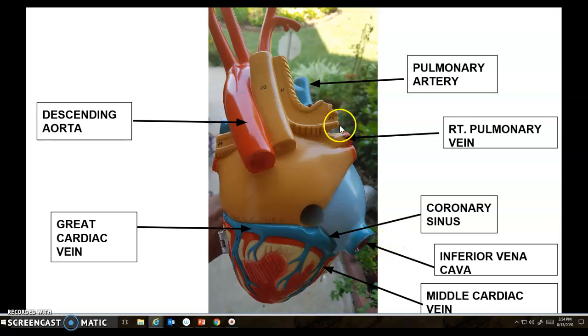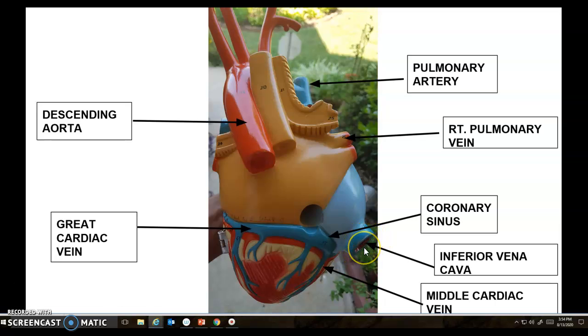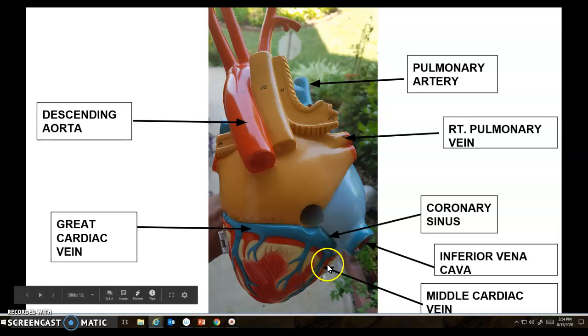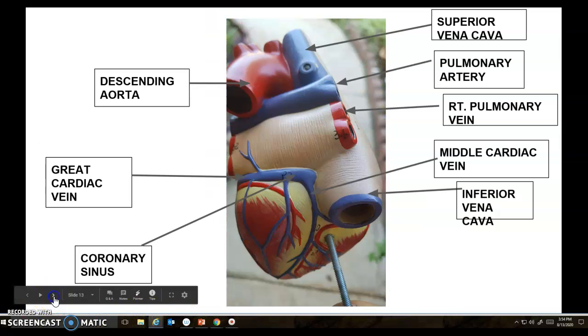Here, remember we talked about the superior vena cava, which I cannot see in this picture, but you can see in the previous picture. But here is the inferior vena cava. Inferior vena cava is collecting the blood from the parts of the body that are below the heart, like say for example the liver, right? Now here is the middle cardiac vein, and here is the right pulmonary vein. All right, so here, now let's go on further.